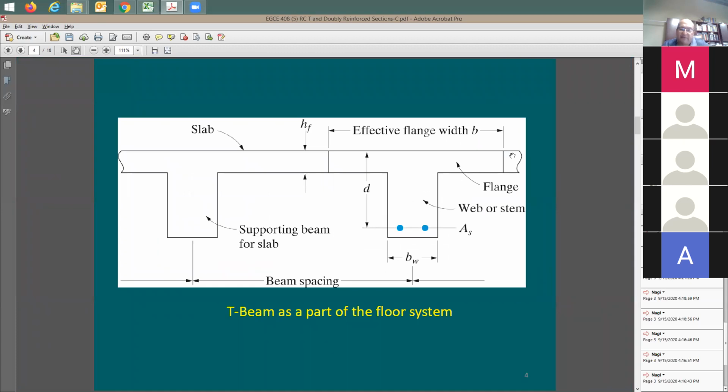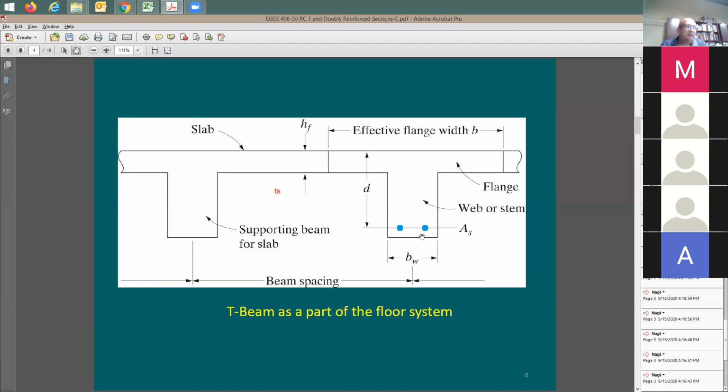Now, here's what we have now. If you have a T section, you're going to have the flange thickness, which is h_f for the flange. Sometimes you hear it as t_s. What is t_s coming from? T sub S. T is for the thickness, and S is for the slab. T sub S is going to be the slab thickness.